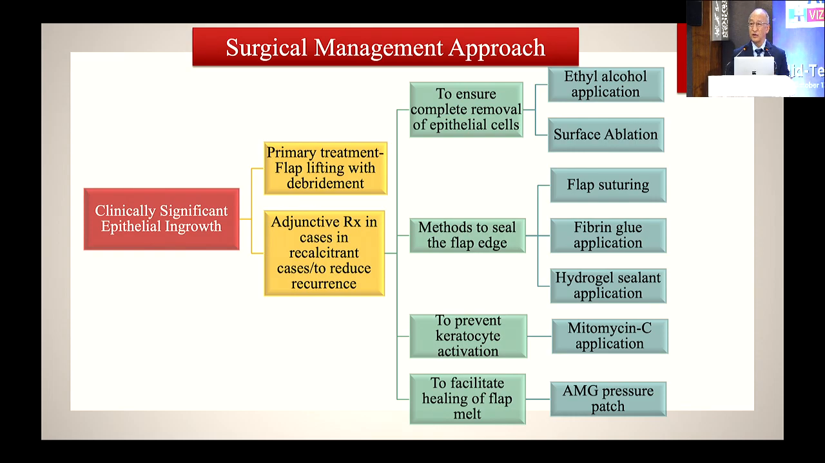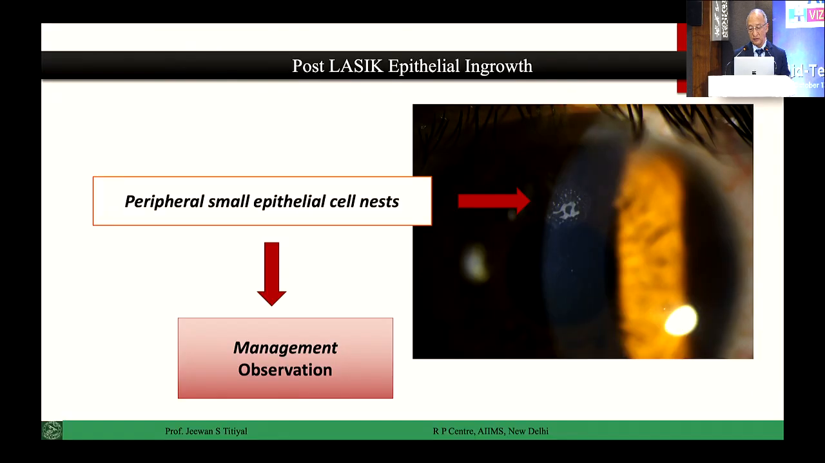There are some cases where you may require epithelial ingrowth to be managed, especially recurrent cases. Primary cases, you can simply manage them by scraping them off, maybe putting a little bit of alcohol. Recurrent cases, alcohol application is mandatory for all patients. Sometimes you can do a surface ablation to smoothen the surface. Flap suturing is not required routinely. Only in recurrent cases where you see a fistula type of appearance, you can do suturing.